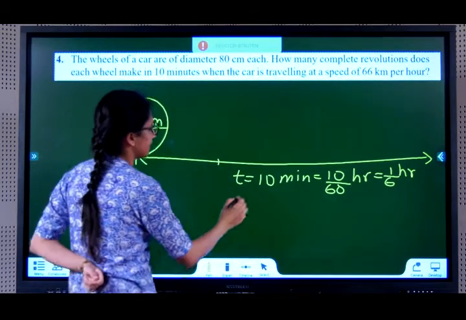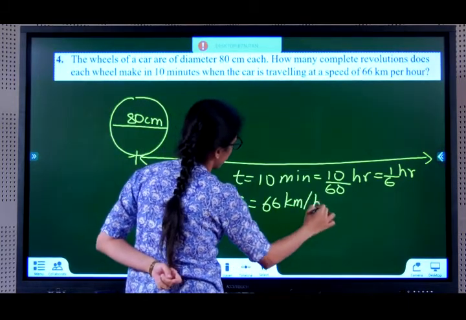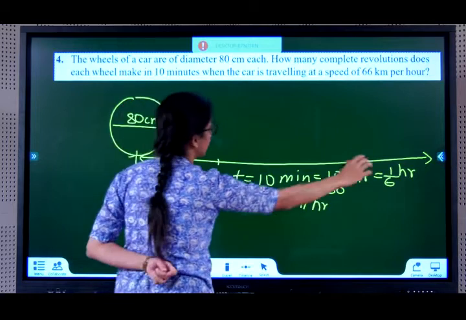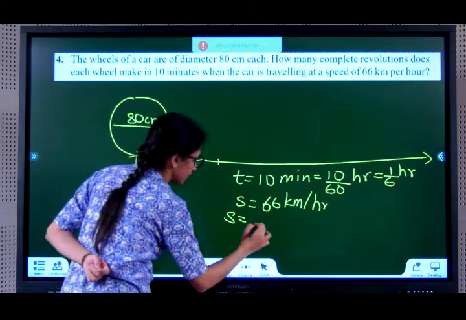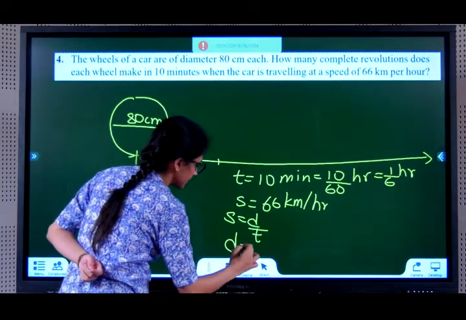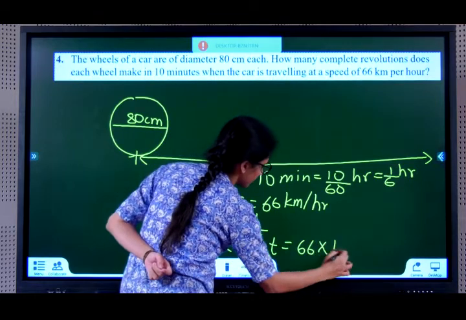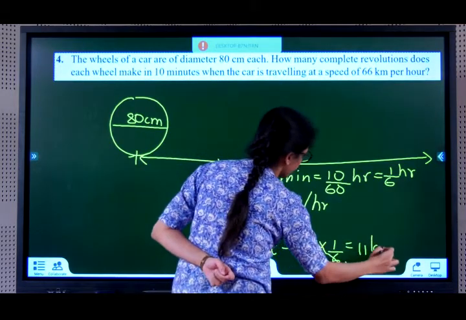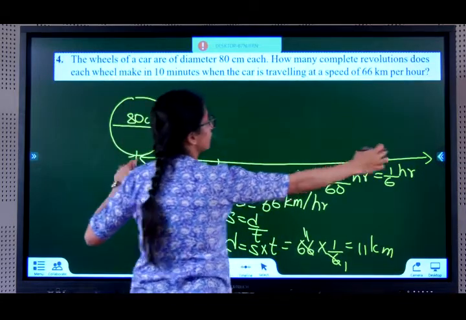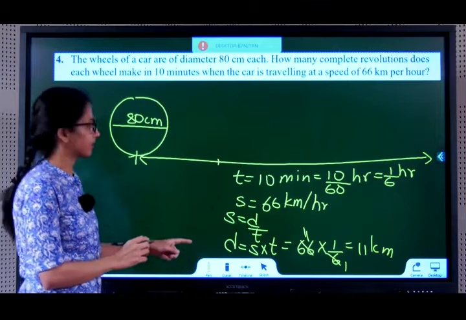Speed is given as 66 kilometer per hour. So can I find the total distance of the travel? Yes. Speed is equal to distance by time, so distance is equal to speed into time. Speed is 66, time is 1 by 6, 6 elevens are 66, so 11 kilometers is travelled by the wheel. So the total distance is 11 kilometers.